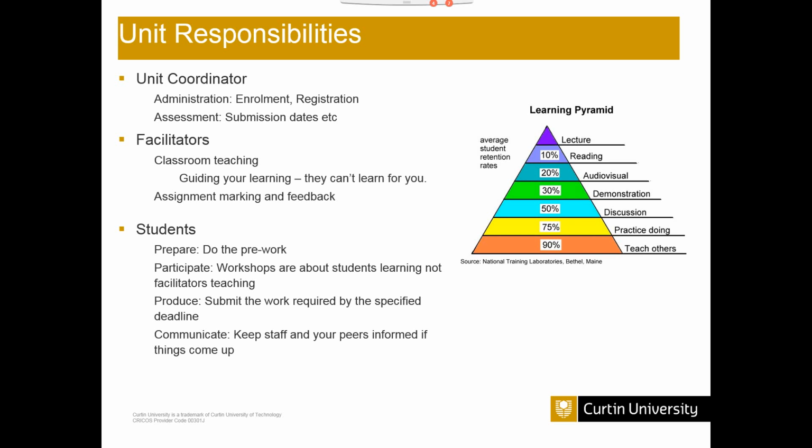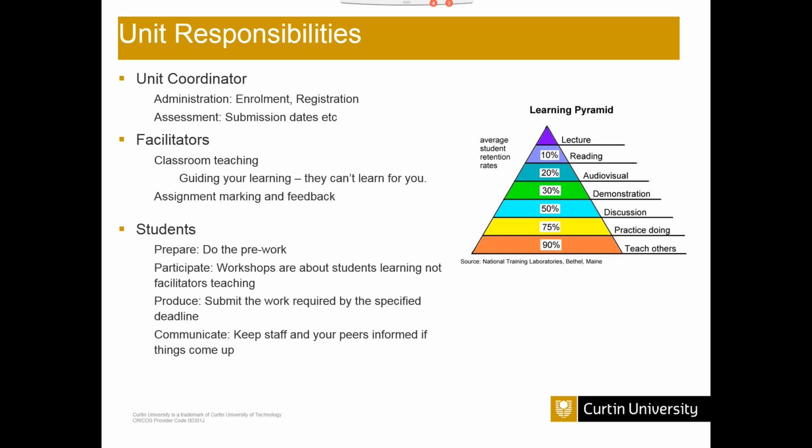So there's three main groups of people in this unit. The unit coordinator, me, your facilitators, and you. I'm here to work on the administration of the unit, make sure enrolments are correct, the registrations are correct. I also administer the assessment tasks. So if you've got questions about submission dates and those sorts of things, I'm the person who is going to be able to answer those. Your facilitators in the class are there to guide your classroom learning, but they can't learn for you. You have to participate in the classes. They're also responsible for your assignment marking and your feedback.